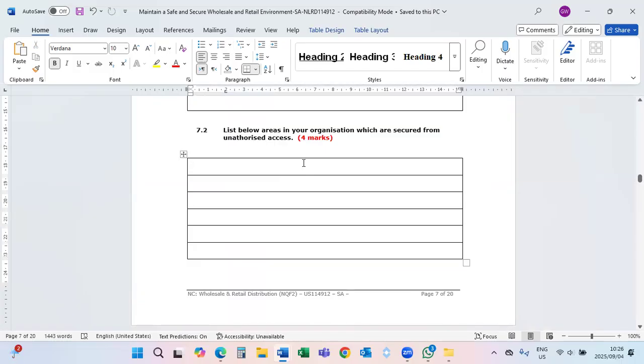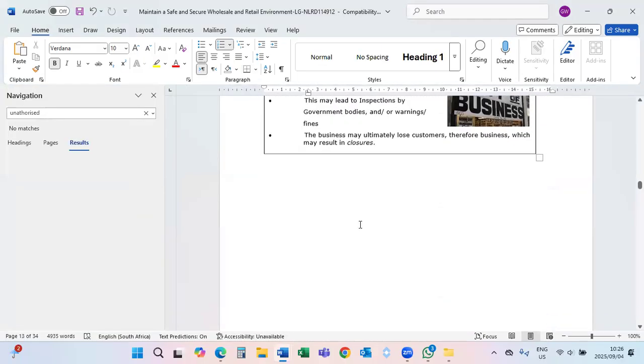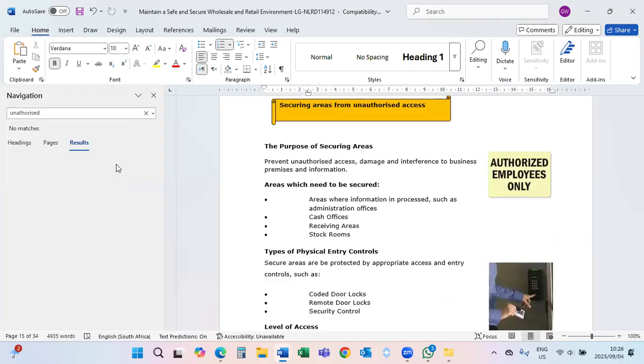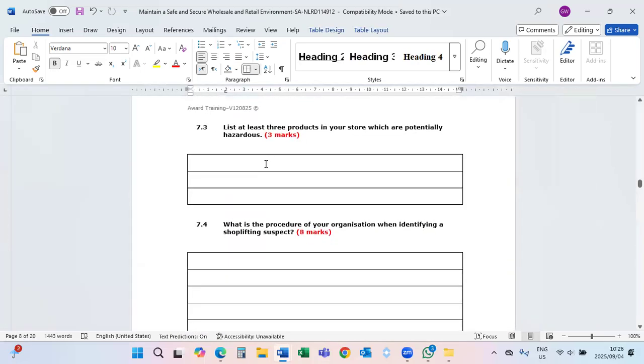What is unauthorized? You can't go into the offices or the admin offices. You can't go into the stock area. Let's just go and try and find a few more. Securing areas. So like things like, here they are, administration offices, the cash offices, the receiving areas or stock rooms. These are areas which would require authorization, and people are prevented from going there. List at least 3 products in your store which are potentially hazardous.